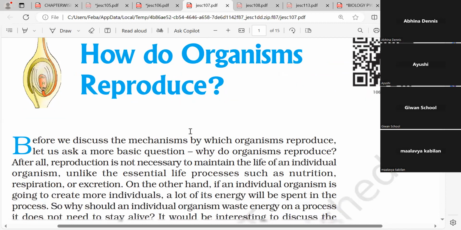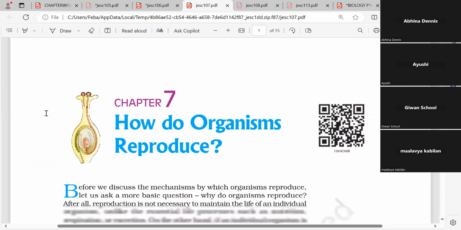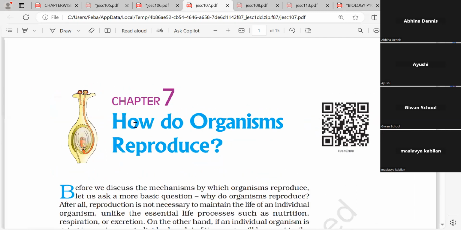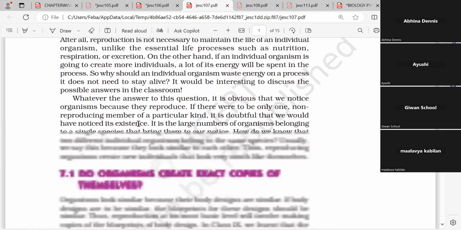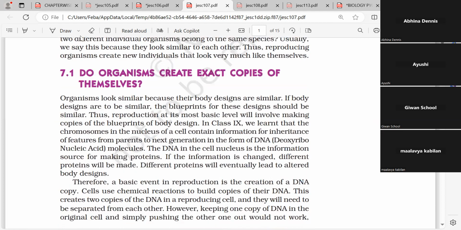Example for chemotropism: growth of pollen tube towards the ovary. This picture. Okay, how do organisms reproduce? There are no other examples. Study that example. That's the example.